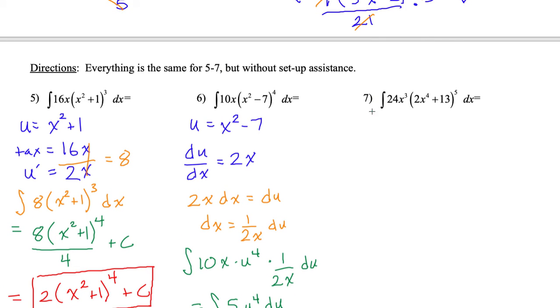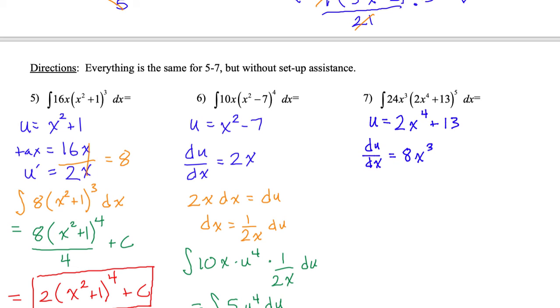All right, number 7. We have this guy. Let's go ahead and use U-substitution again, like I just said. U is going to be this inner. It's going to be 2x to the power of 4 plus 13. When I take the derivative of U with respect to x, that is going to be 4 comes down. 4 times 2 is 8. X goes down a power to the power of 3. Derivative of 13 is 0.